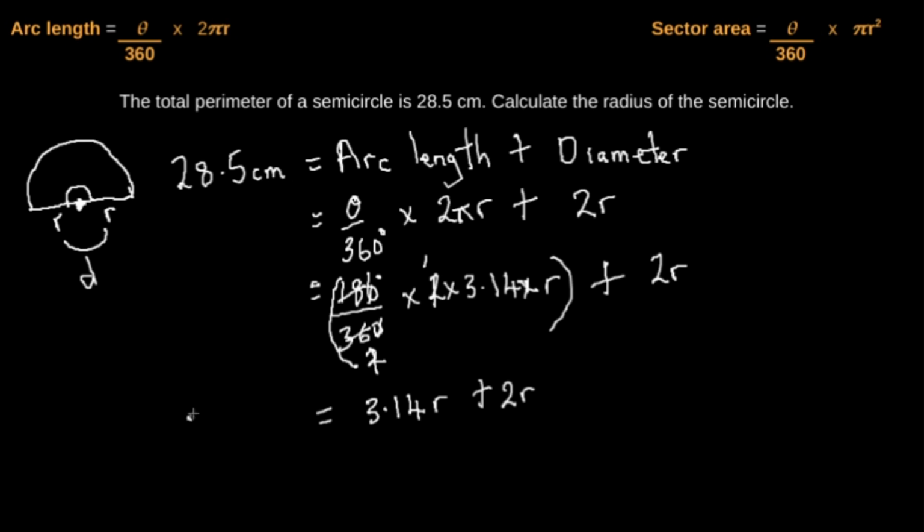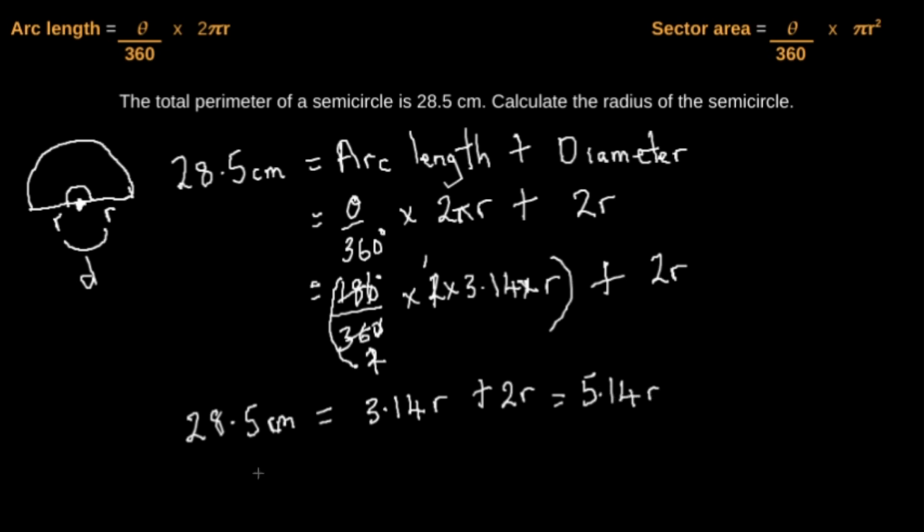Let me put it here. That's the perimeter, 28.5 centimeters. Now 3.14 r plus 2r, this will give us 5.14 r. Okay, just add the whole numbers. 2 is a whole number, 3 is a whole number. 3 plus 2, 5, and then the decimal you add to it too. So 3.14 r plus 2r, they both have the same variable r, so we can add them up. That gives you 5.14 r.